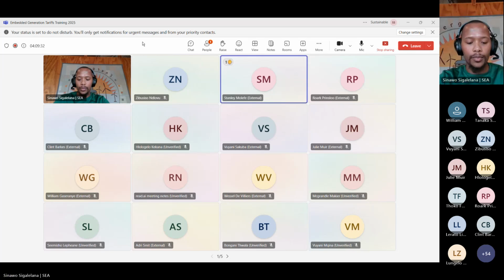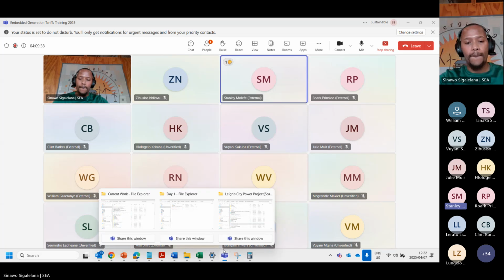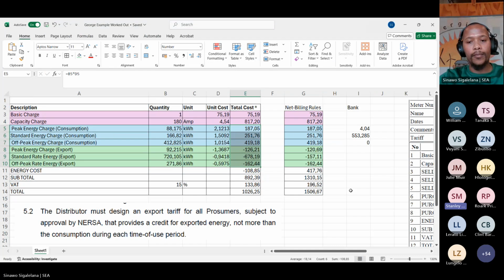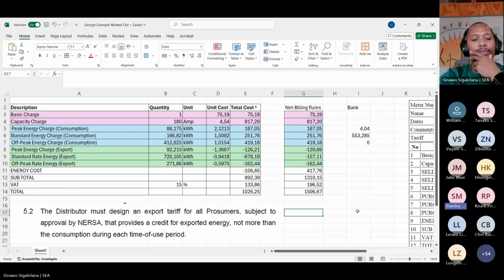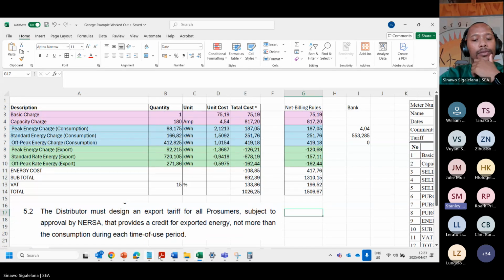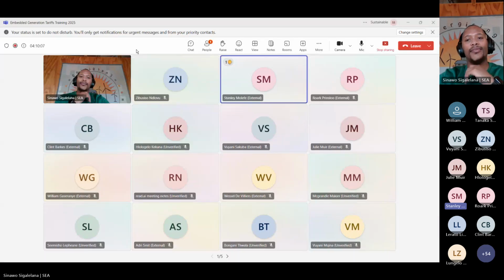Yes, thank you. I've got 2 questions. The first question: on banking, do you do banking each month when you run your billing, or is it as per customer's request? And the second question is about tariffs. NERSA needs your cost of supply for consumption tariffs. So when you do your export tariff, what determines that? Do you also need a cost of supply, and does it have to be less than your normal tariffs on consumption?